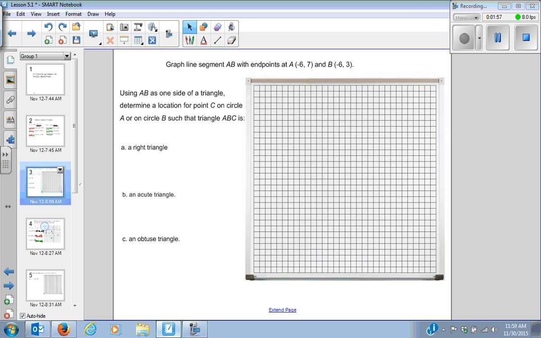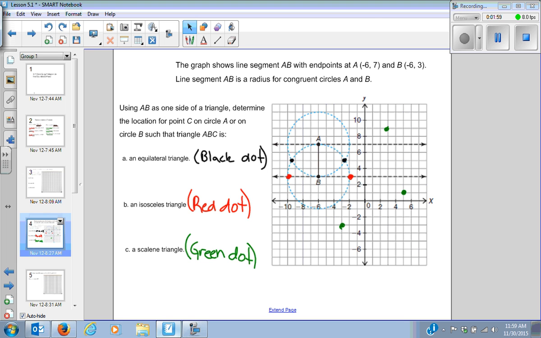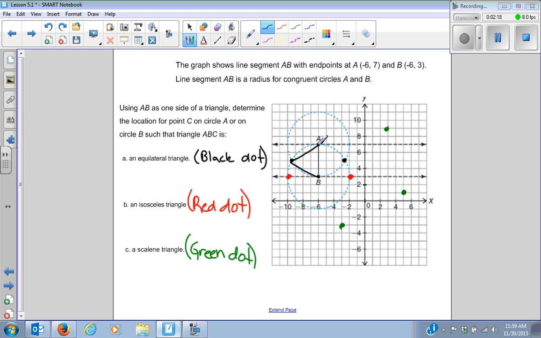So I went ahead and kind of marked different points. If you see the black dots, those are going to be the equilateral, and they would also be acute. So right here, this triangle that is formed would be equilateral. The reason I know that is because all the distances on this triangle, or on this circle, are going to be equal. So that's going to be equilateral.